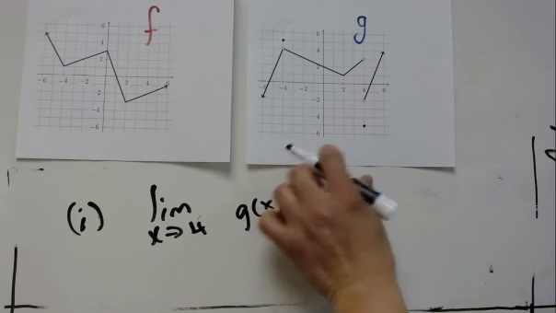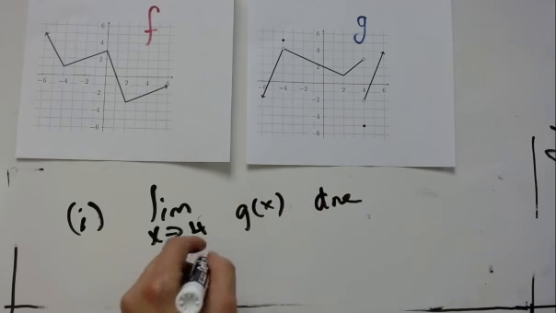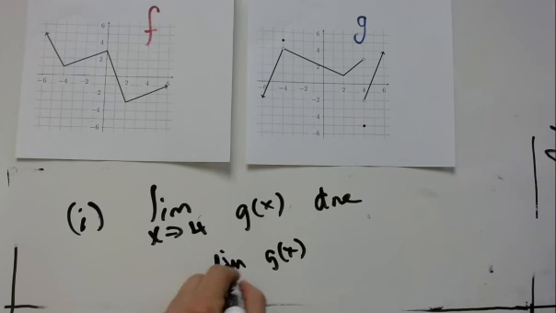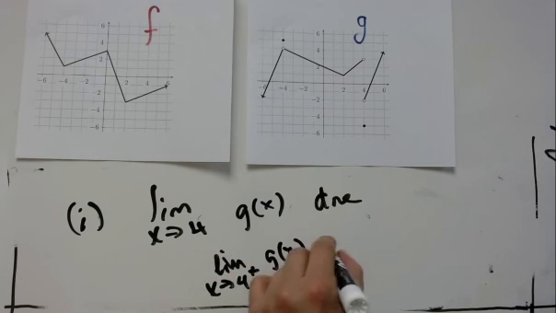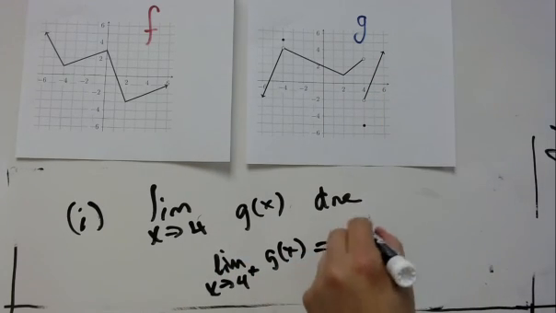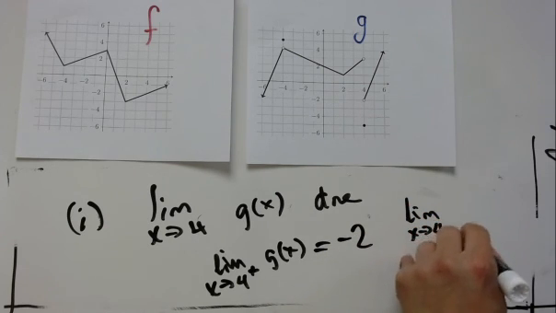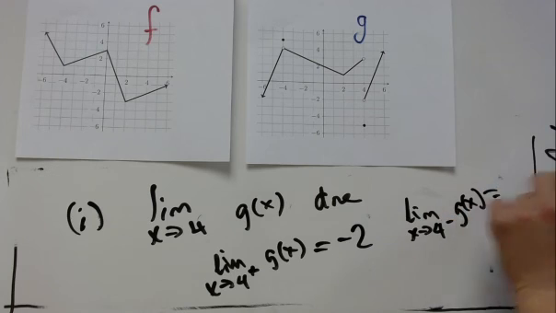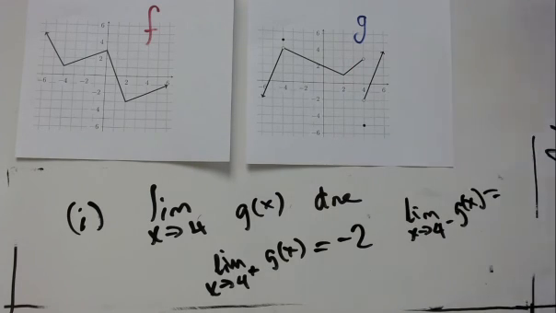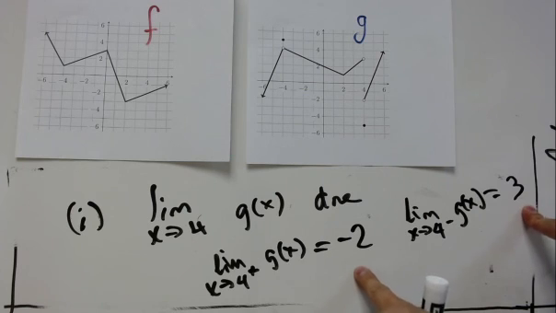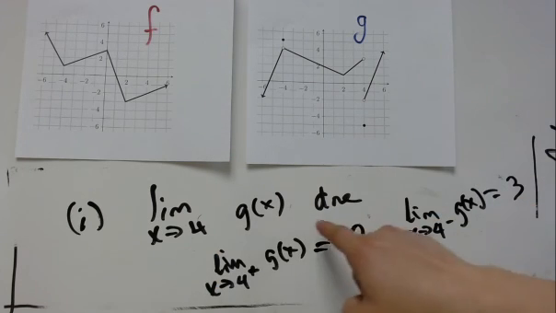And this limit does not exist because the limit of g of x as x approaches 4 from the right is equal to -2, and the limit as x approaches 4 from the left of g of x is equal to +3, and these numbers don't equal. If these one-sided limits are not the same number, then the two-sided limit does not exist.